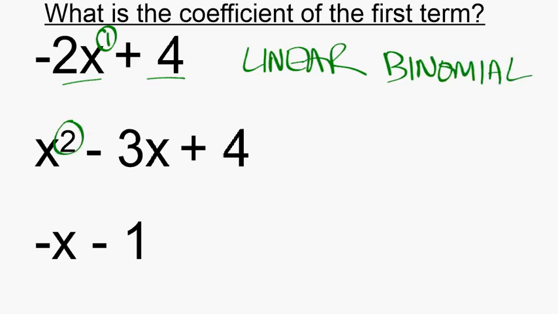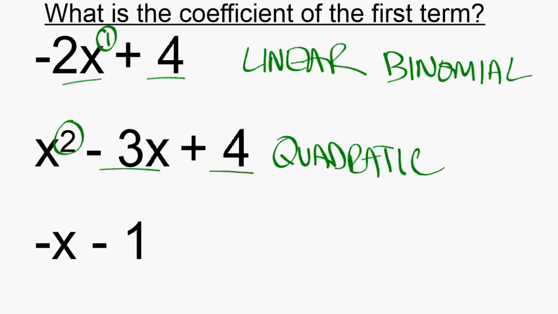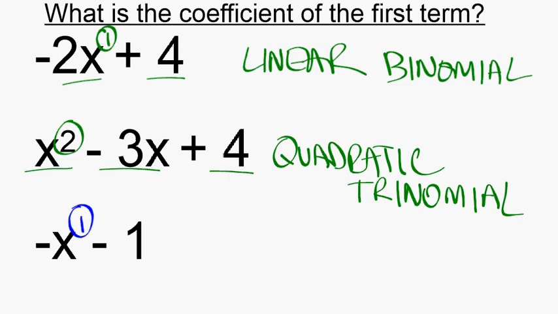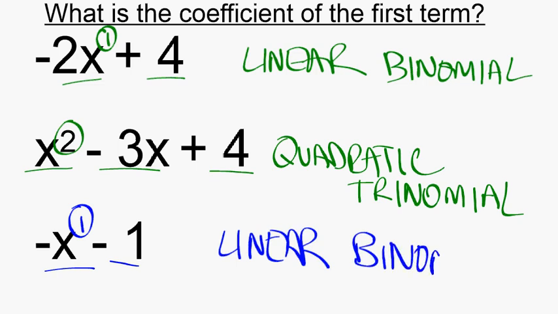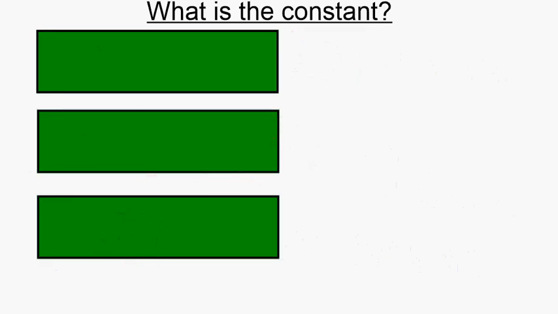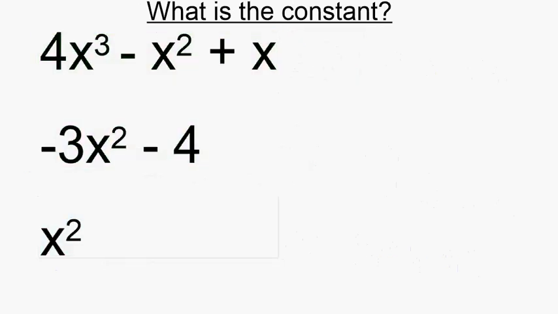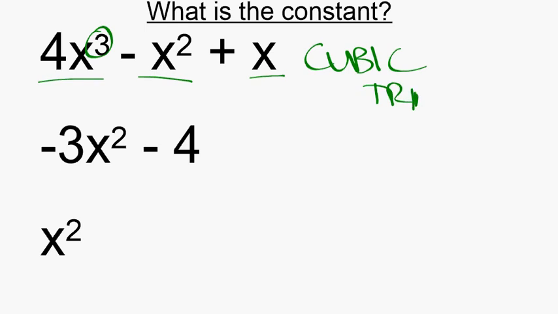The next example has a largest exponent of 2, so it is a quadratic. And since there are 1, 2, 3 separate terms, it is a quadratic trinomial. Down here at the bottom, we've got a largest exponent of 1, which means it is linear. And we have 2 separate terms, so it's a linear binomial. Next section. We have the largest exponent of 3, which means this is a cubic, and 3 separate terms, which means it's a cubic trinomial.